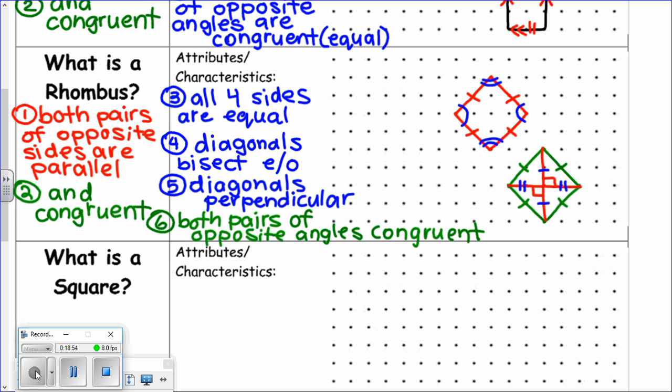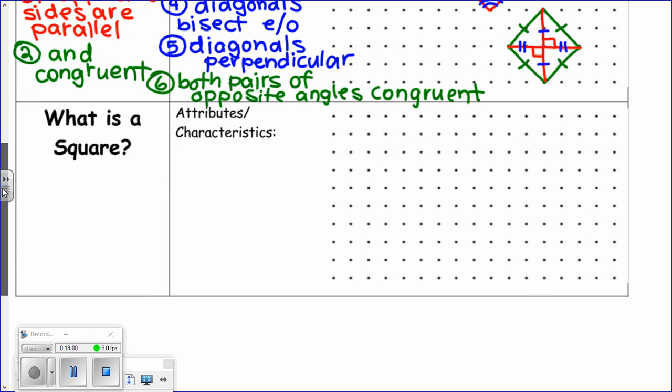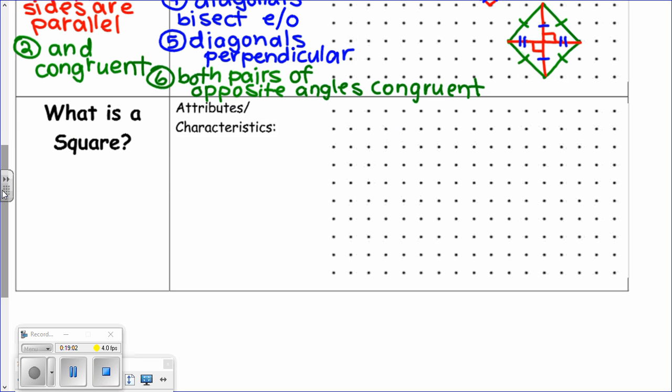Go ahead and finish labeling your rhombus, and then we're going to move on to our squares. So what is a square? Well, a square is a very special quadrilateral because a square is a parallelogram, but it also has all the same attributes as a rectangle and a rhombus. It's almost like someone mashed together a rectangle and a rhombus to make a new shape.